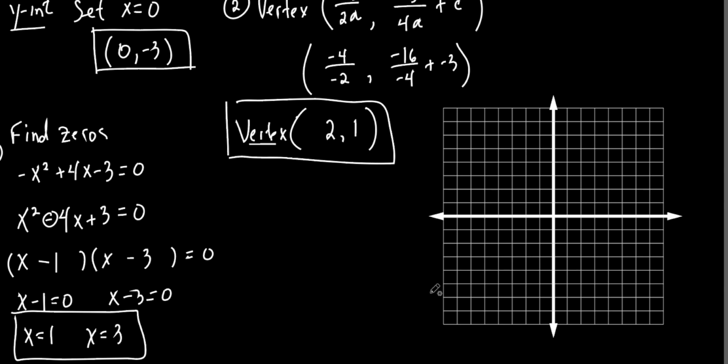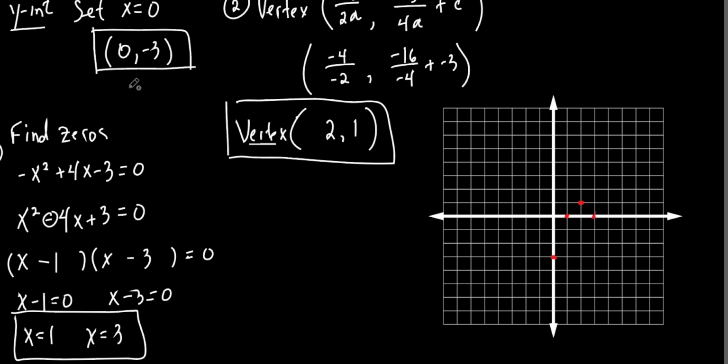We have an idea already what it's going to do, don't we? We know it's going to open down, so we know that. Okay, let's do the vertex first. 2, 1. So there's 2, 1 right there. 0, negative 3. 1, 2, 3, right there. And then 1, 3. X is 1, so the x-intercept right there, and then 1, 2, 3 right there.